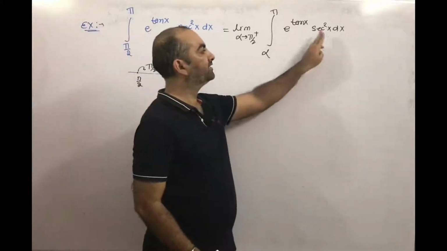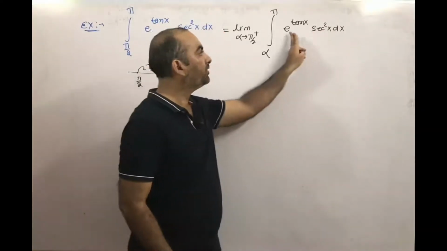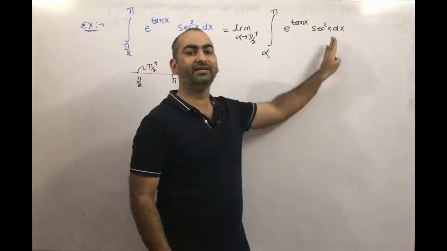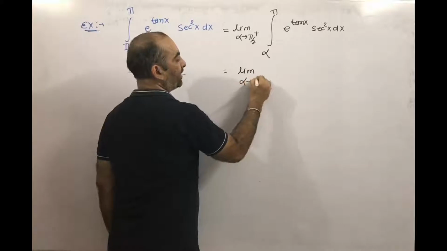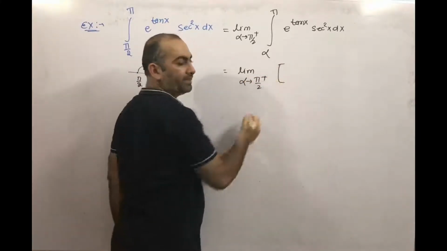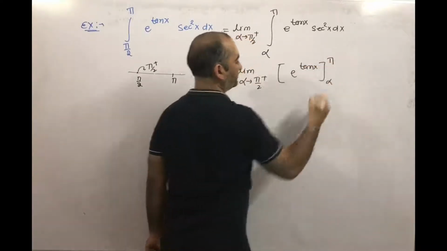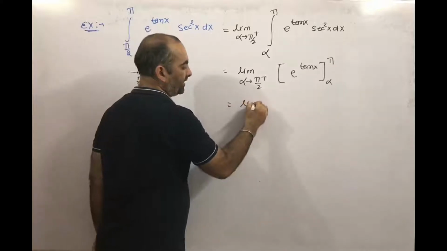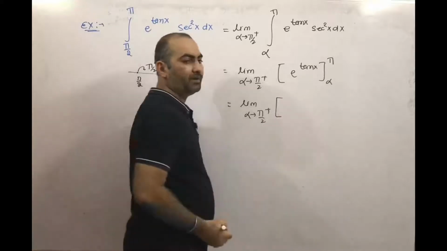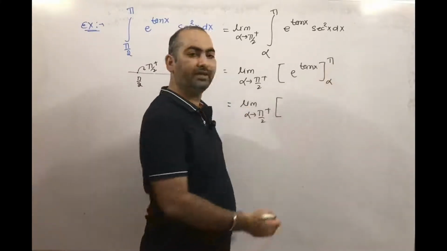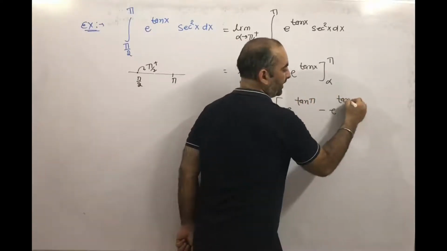So e power tan x secant square x dx. Let tan x be t and secant square x dx be dt. So e power t dt. Integration of e power t dt is e power t only. So this integration will come: limit alpha tending to pi by 2 plus, in bracket e power tan x with limits from alpha to pi. If I put the upper limit pi here, e power tan of pi minus e power tan of alpha will come.